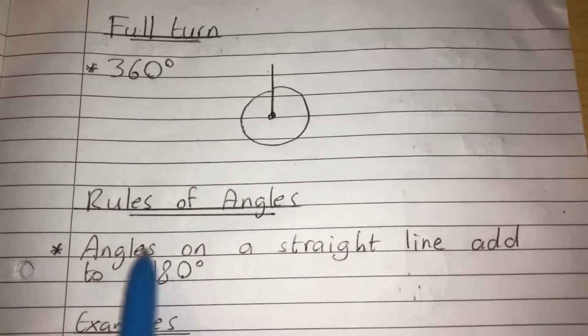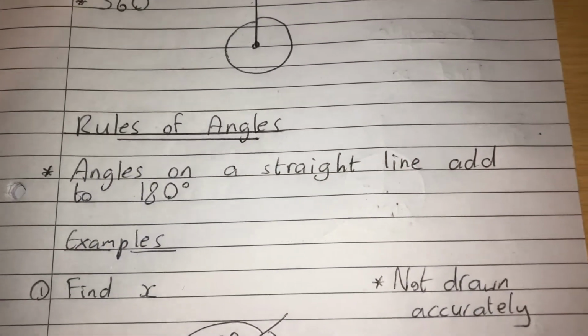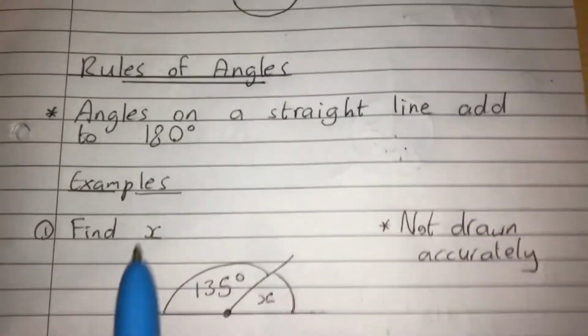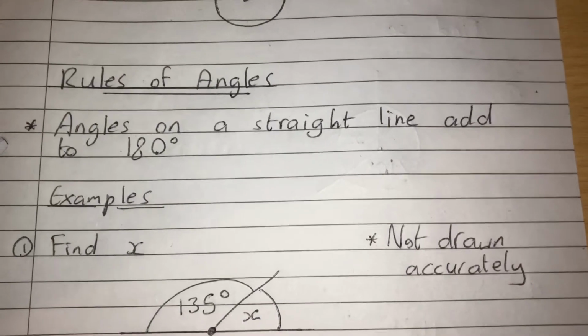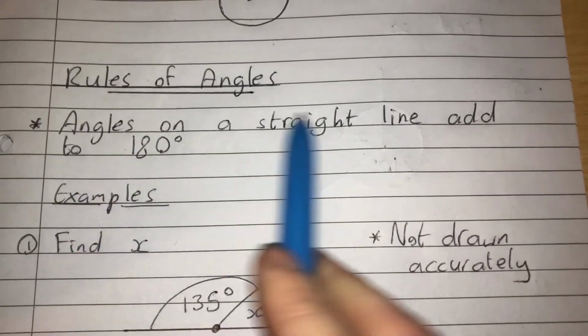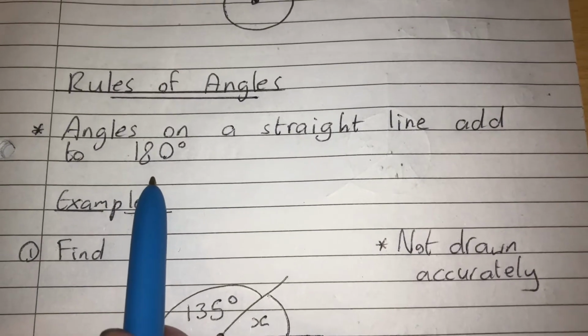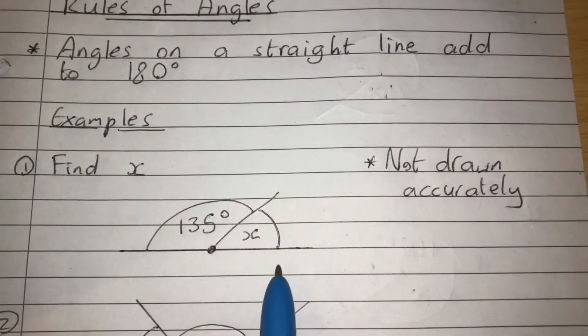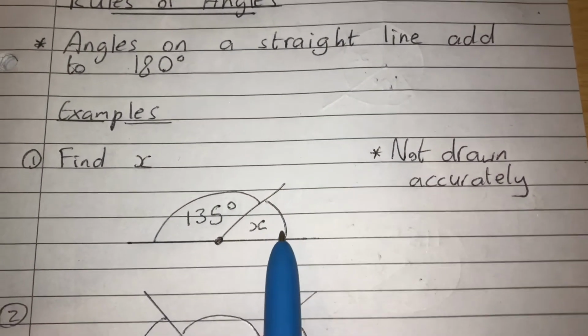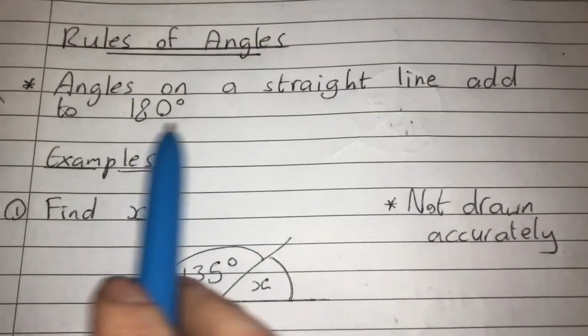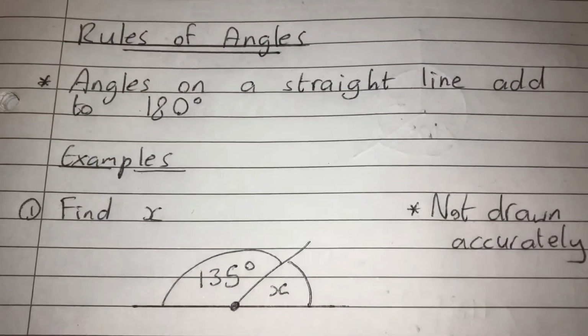All right, we're going to look over this video and the next one at some of our basic rules of angles. So we're going to start off with angles on a straight line, and we know that an angle on a straight line is 180 degrees. So if we have more than one angle on a straight line, like in these examples, they should add to 180 degrees. So that is the first rule that we're going to look at here.